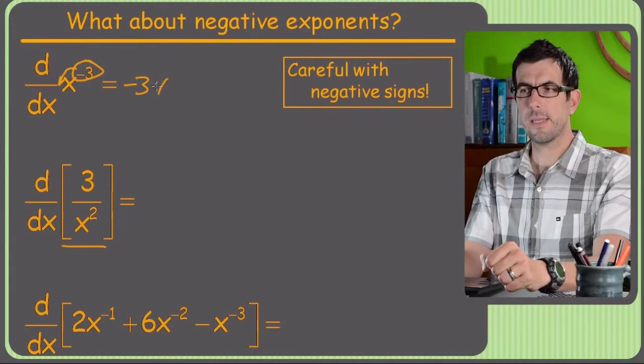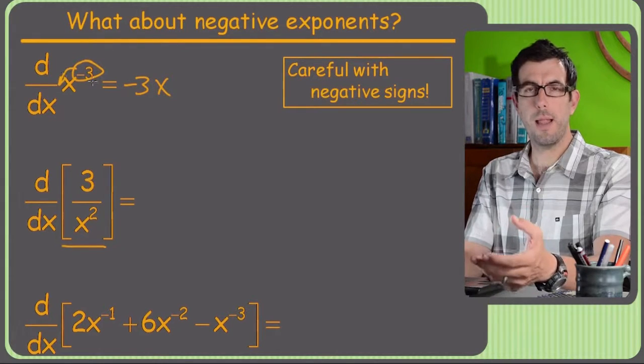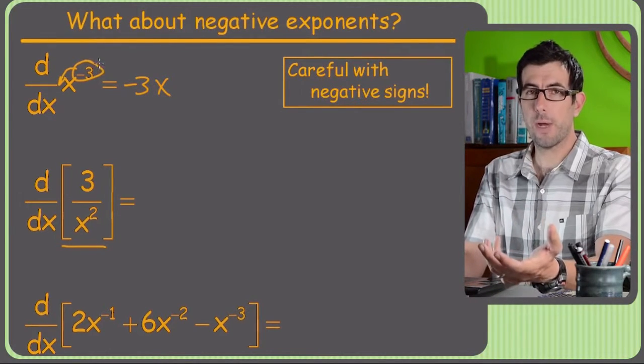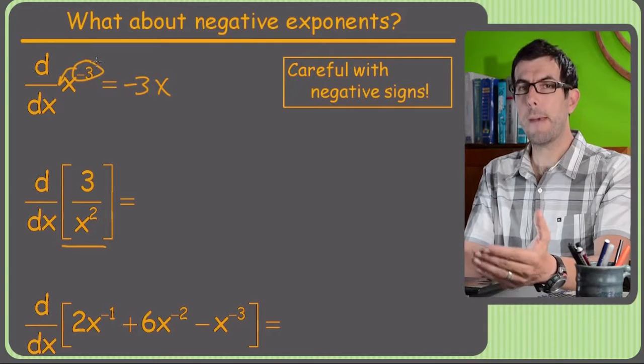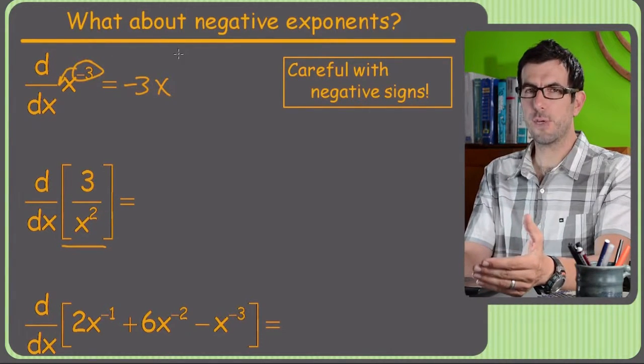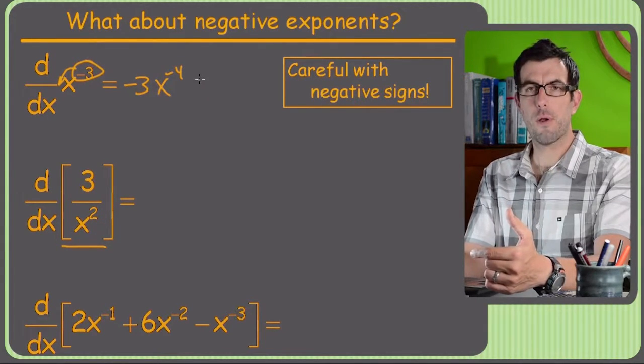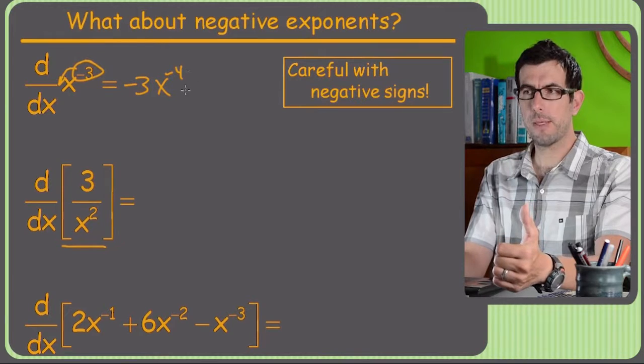Then we've got x. Now here's the tricky part about negative exponents. We've got to take one away from the old power, right? It's n minus 1. It's the old power minus 1. But negative 3 minus 1 is not negative 2. It's negative 4, because 1 less than negative 3 is negative 4. And that's the only tricky part about these.